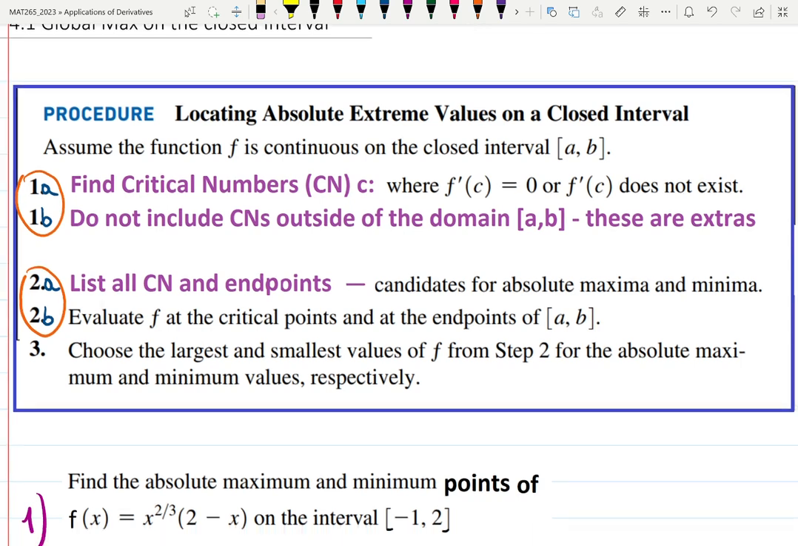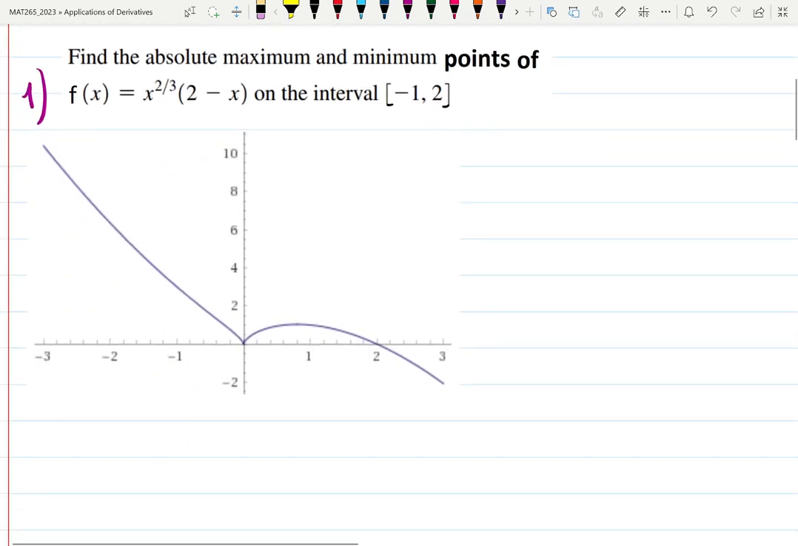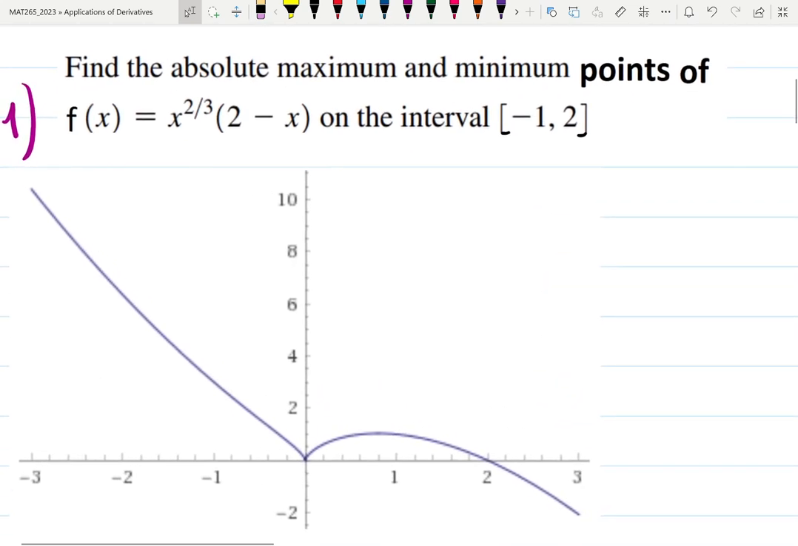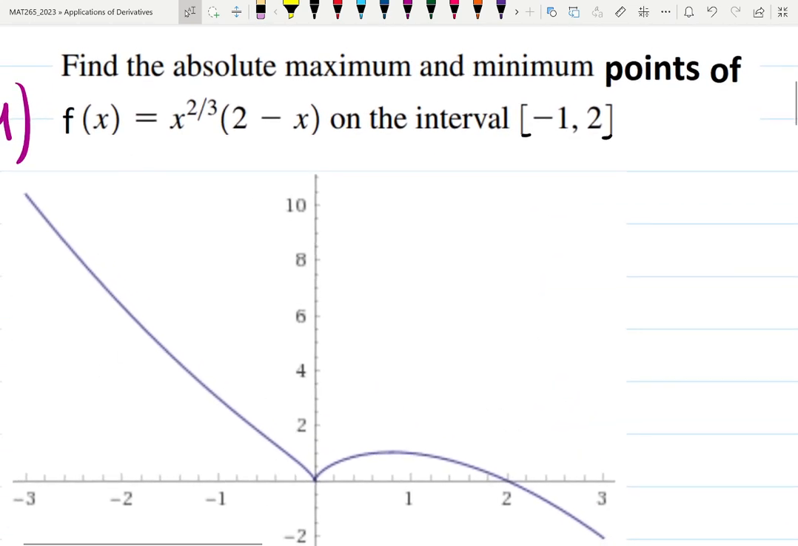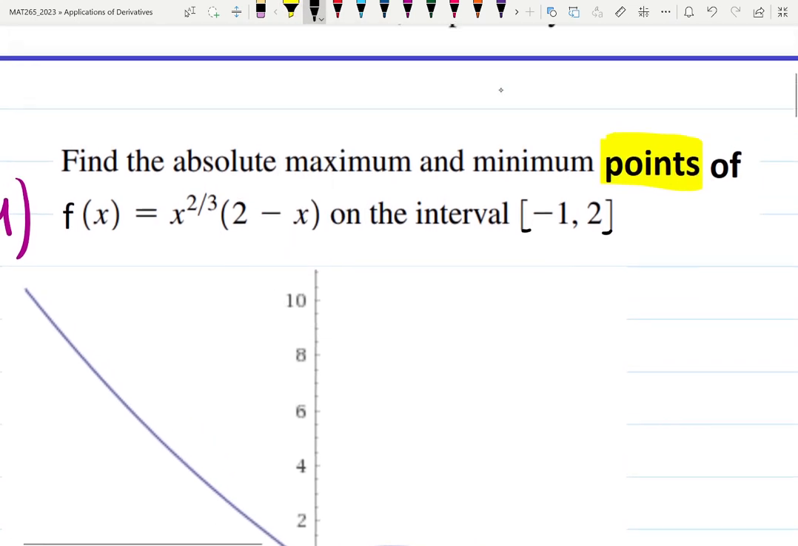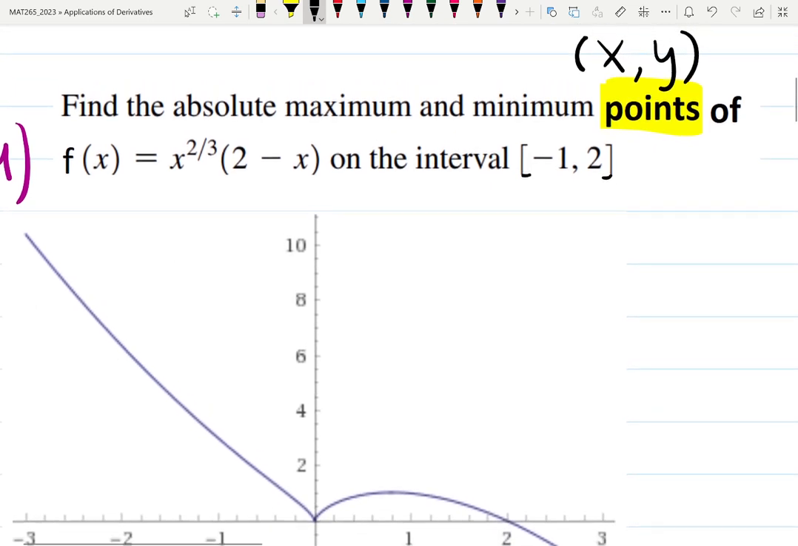So let's find it. Let's work on the examples right away. Here's the example. Find the absolute min and max points. Points will mean a pair. That's why I put it in bold. A pair means x, y. That's important because you usually find x and then you forget to put y, and we usually require it. Here's the function: x to the 2/3 times (2 minus x). Let's find the absolute min and max.